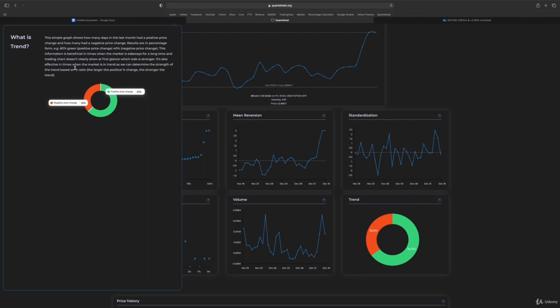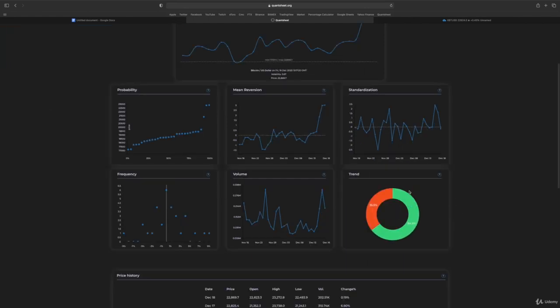It's also effective in times when the market is in trend, as we can determine the strength of the trend based on percentage ratio, meaning the larger the positive price change, the stronger the trend. So this isn't only telling us uptrend or downtrend, this is telling us the exact number of days. For example, here from the last 30 days we have 64.5% positive price change.